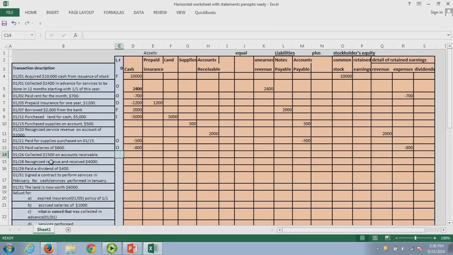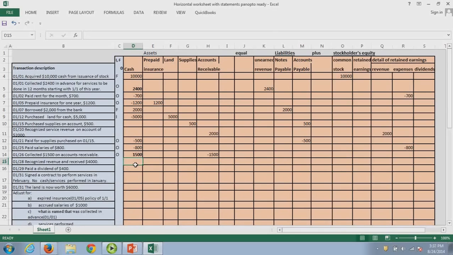Next, we collected some money from customers, collected on accounts receivable. So cash comes in, and accounts receivable goes down. Okay, for cash flow, I think you'd agree it's part of operations. It's coming from customers.